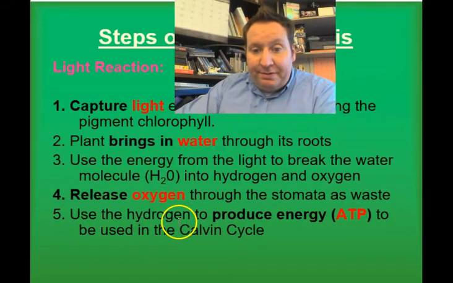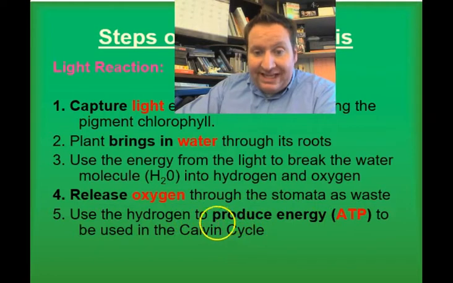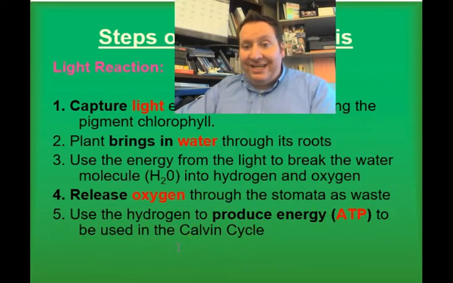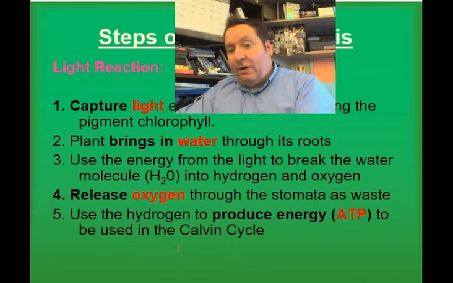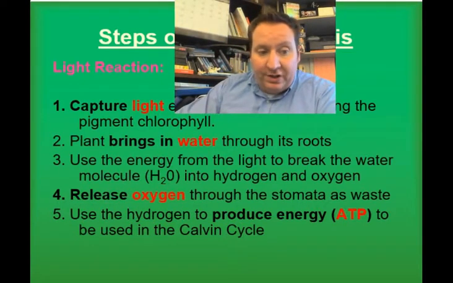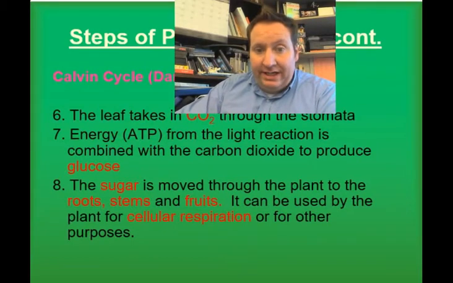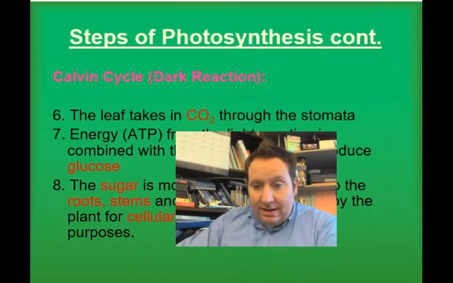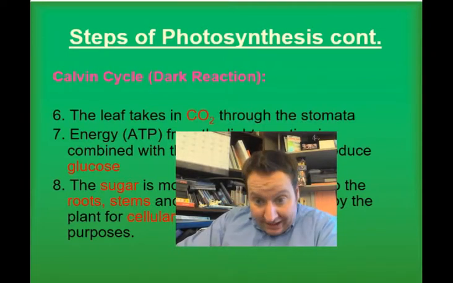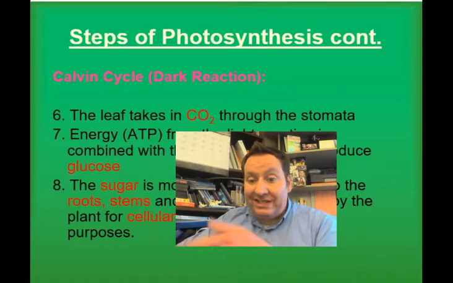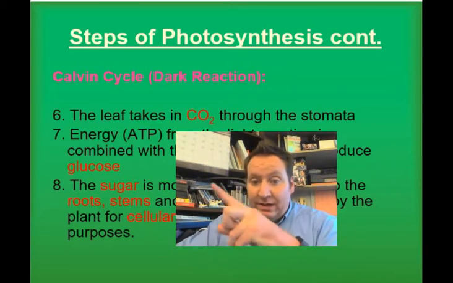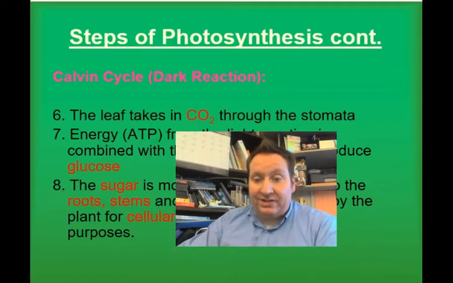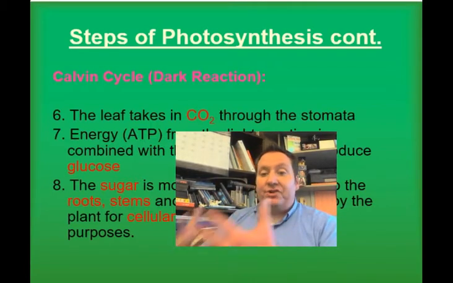They're going to use this hydrogen to produce energy, ATP, to be used in the Calvin cycle. Okay, so hydrogen and ATP are going to be carried over to the Calvin cycle that we call the dark reaction. So here's what's going on in the dark reaction itself. We have this CO2, and we have the hydrogen with ATP, and we're going to run this through the Calvin cycle, and we're basically going to generate sugar. So the goal of the dark reaction is the sugar production.